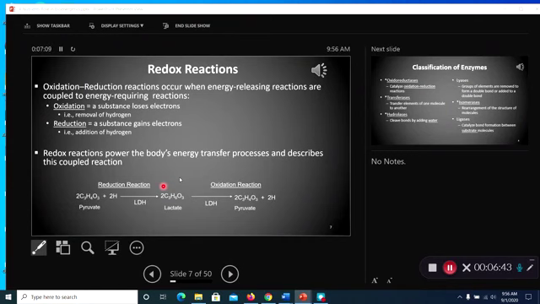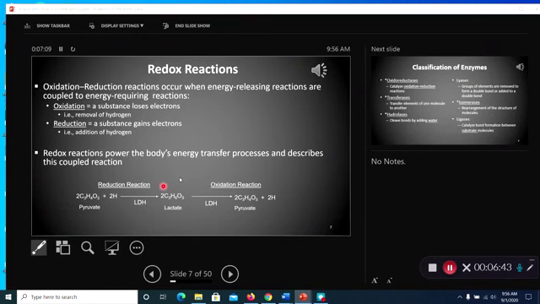Cellular oxidation reduction reactions involve the transfer of hydrogen atoms and their related electrons. So the loss of hydrogen is oxidation. The gain of hydrogen is reduction. Remember, if you're gaining hydrogen, you're also gaining the electrons, which reduces your charge, right? Because electrons are negatively charged. Mitochondria contain carrier molecules that remove electrons from hydrogen and pass them to oxygen. So therefore, oxygen is the terminal electron acceptor in the electron transport chain.